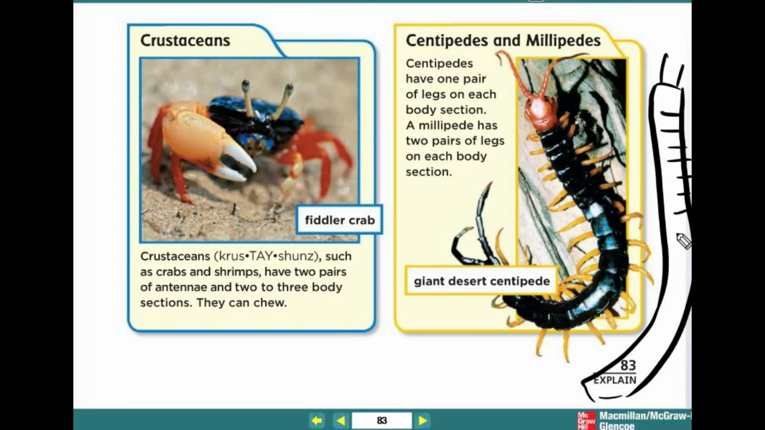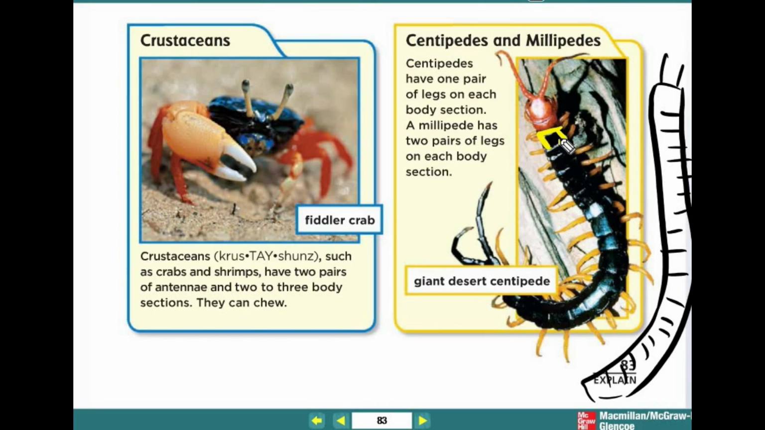At the beginning, guys, the body is divided into many sections. This desert centipede has maybe 13 or more, and the millipede maybe more than 40 sections. So the body sections are many. What is the basic difference between the centipede and the millipede? The difference is in the legs.